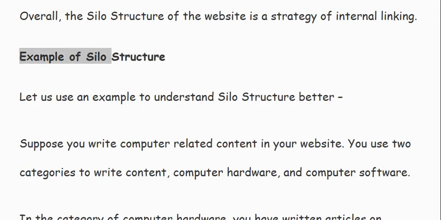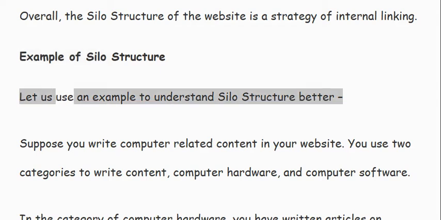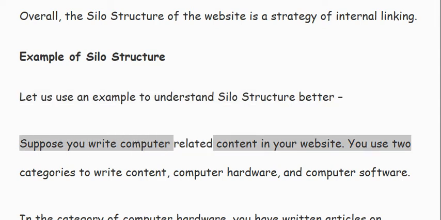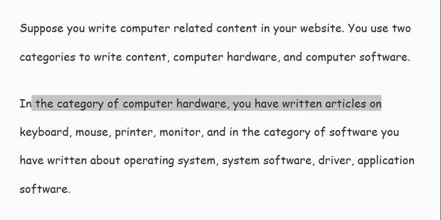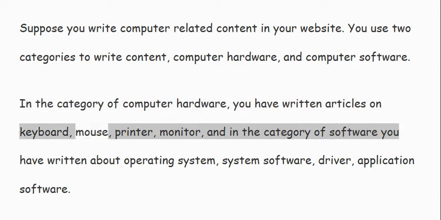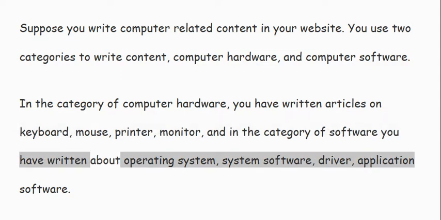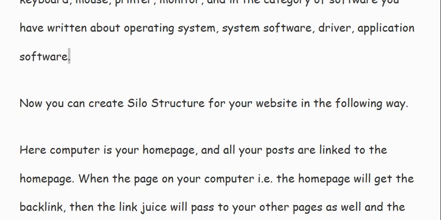Example of silo structure. Let us use an example to understand silo structure better. Suppose you write computer-related content on your website. You use two categories to write content: computer hardware and computer software. In the category of computer hardware, you have written articles on keyboard, mouse, printer, monitor, and in the category of software you have written about operating system, system software, driver, application software.